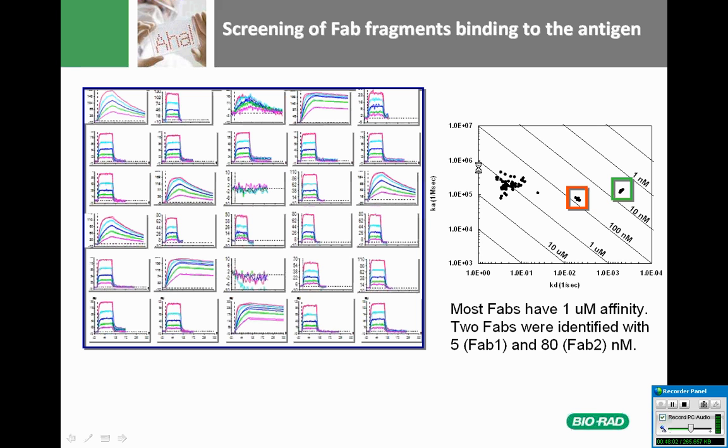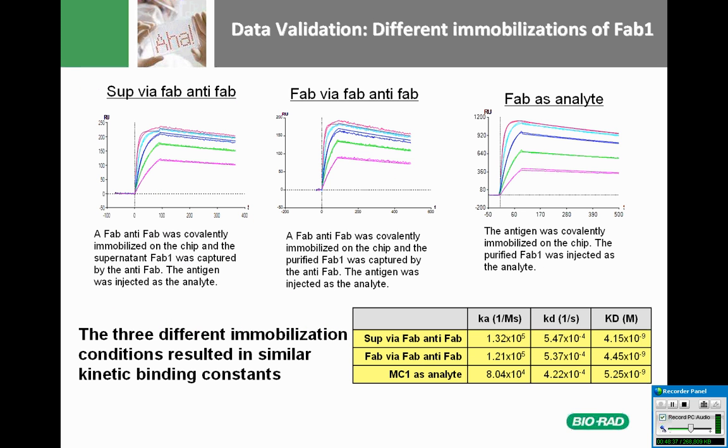So here you can see representative sensograms of the different Fab fragments. You can see how the affinities vary. And most of the Fabs that were screened had affinities of 1 micromolar, but we could identify, and did repetition, 2 populations having affinities of 5 nanomolar and 80 nanomolar. So these Fabs were, of course, picked and selected for further analysis.